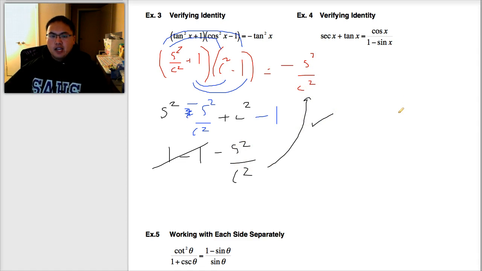So we're going to do more practice. Obviously, we're going to do more practice in class, but hopefully you guys get the steps. You are going to pick the most complicated side, convert everything into sines and cosines, combine fractions or FOIL or somehow get the left side to look like the right side.